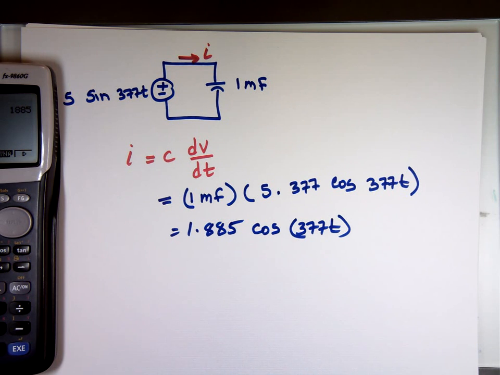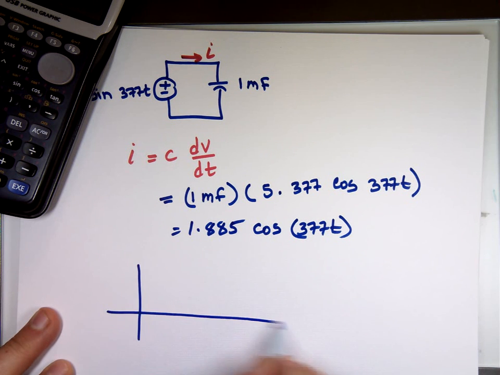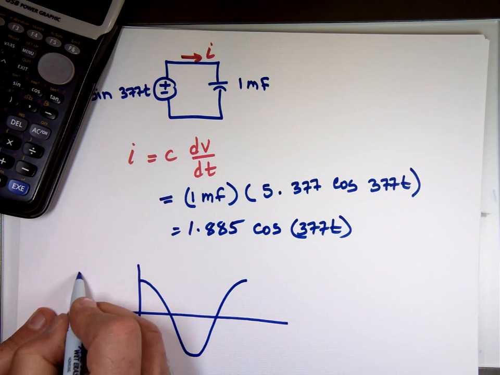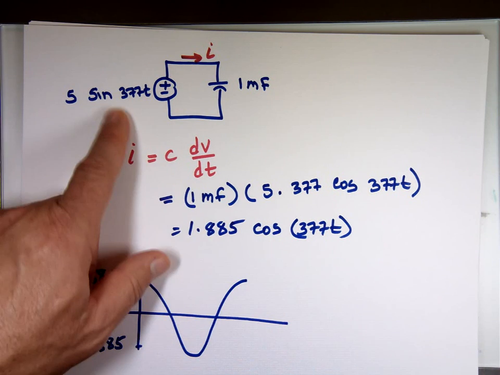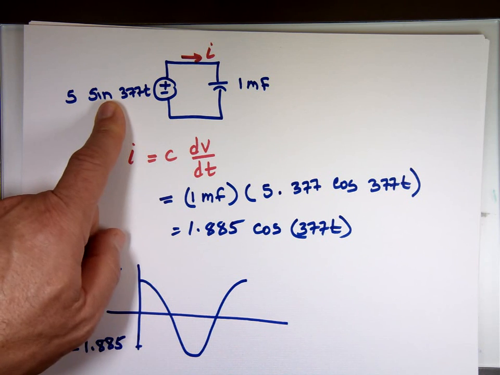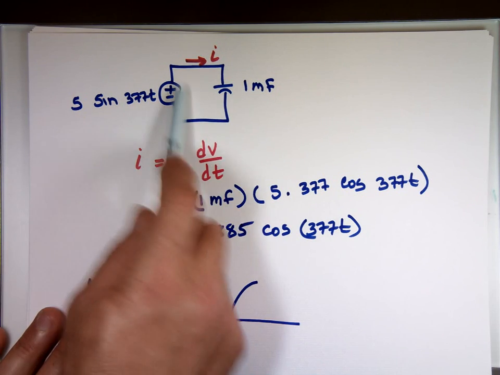So that current is not a constant value. If you watch that current through the capacitor, it's going to look like this. It's a cosine function, and it repeats. The peak value is 1.885. The lowest value is what? Negative 1.885. So that's an AC source, an alternating source. Now the current is not 0. It's the derivative. So the only time the current is actually 0 is when you have a DC source.